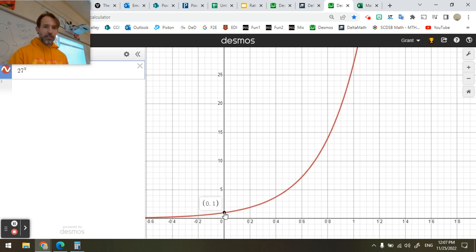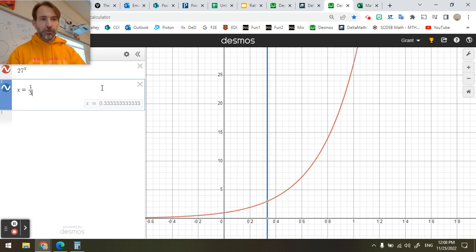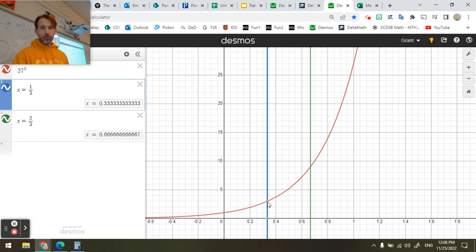Notice that when 27 is raised to the power 0, unsurprisingly, it's equal to 1. Anything raised to the power 0 is 1. So 27 to the power 0 should also be 1. That doesn't surprise us. But when we raise 27 to the power 1, it's itself. There's the point (1, 27). Also not surprising. Now let's take a look at things like x equals 1 over 3 and x equals 2 over 3. And let's find out what it equals at those points. 27 to the 1/3 gives us 3. 27 to the 2/3 gives us 9.